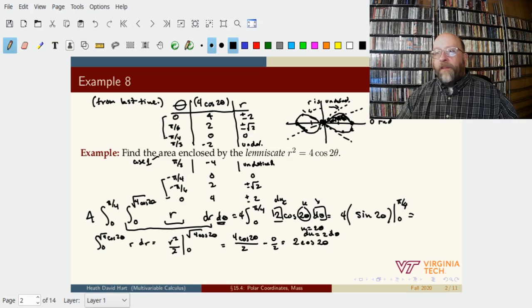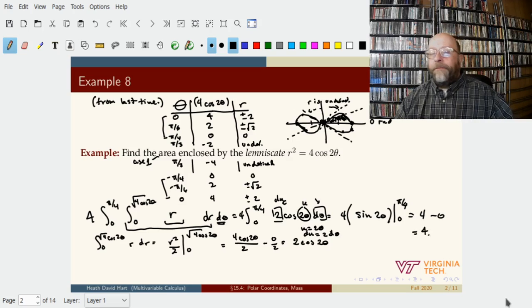When theta is pi over 4, 2 theta is pi over 2. Sine of pi over 2 is 1, and so we get 4 times 1. And when theta is 0, sine of 0 is 0, so 4 minus 0, and that turns out to be 4. Okay? So the area enclosed by the lemniscate is exactly 4 units. That's not obvious, and it may be a little surprising, but that's the area. Okay?